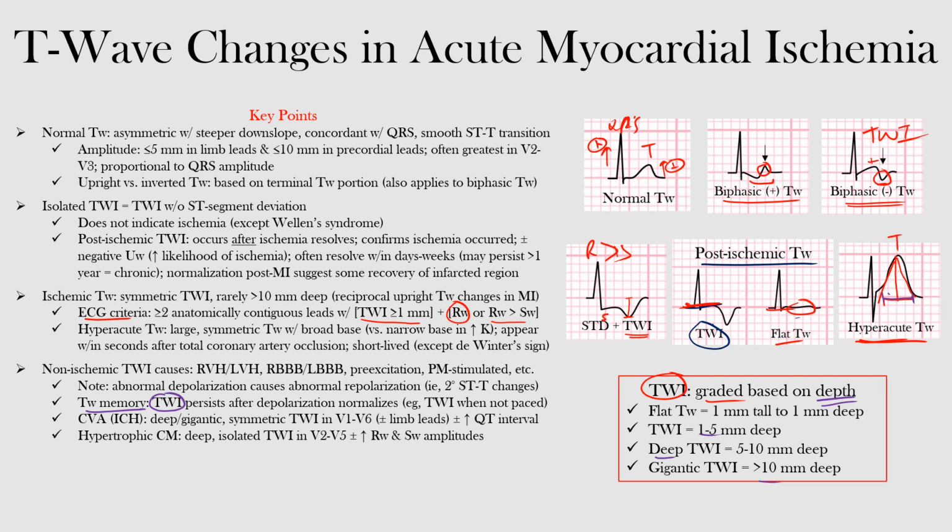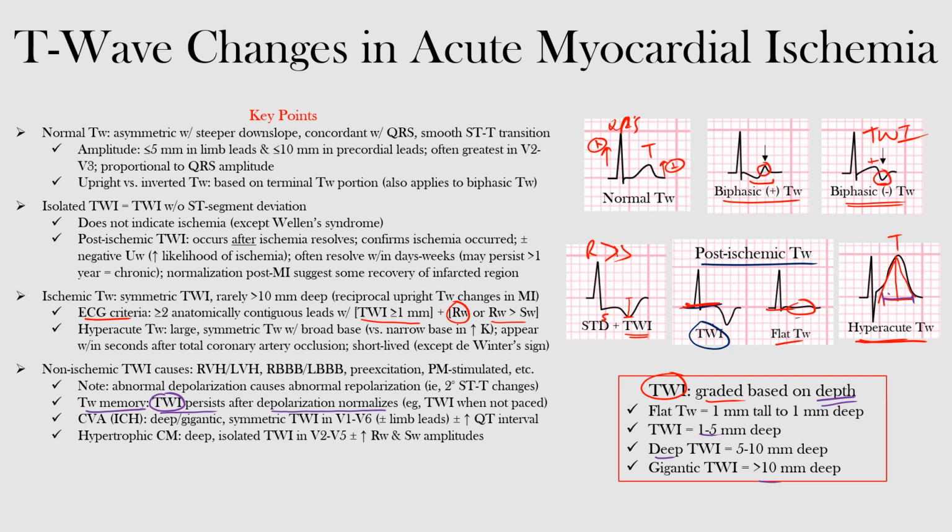So normally if the depolarization normalizes, maybe you'll also see the repolarization phase normalize, such that the T waves would come back to normal. However, if the depolarization normalizes but the T-wave inversions persist, that's what we call T-wave memory, okay? And this tends to happen with pacemakers.